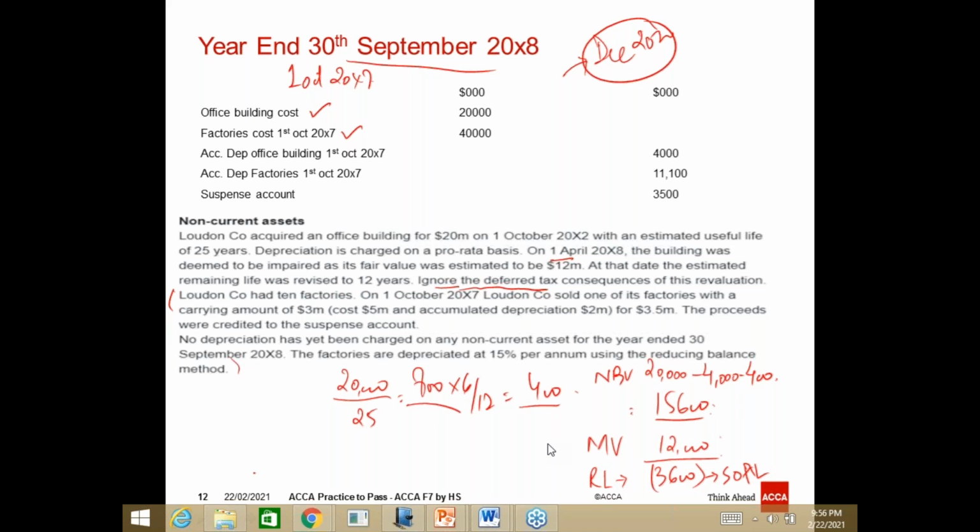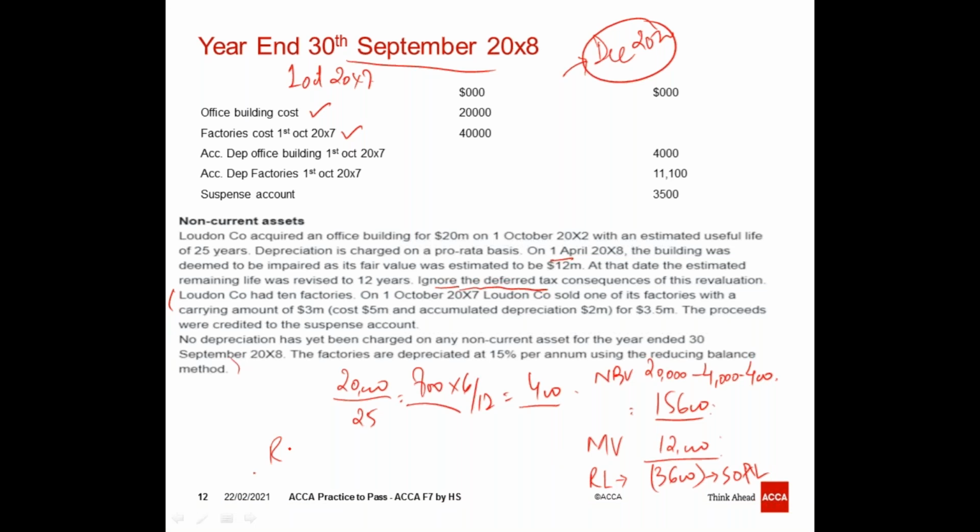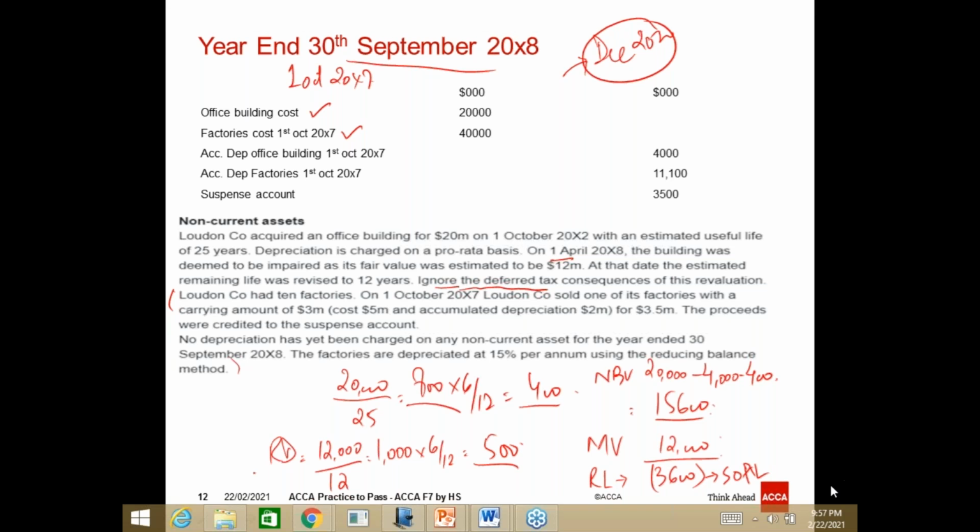Now, what about the revised depreciation for the last 6 months? The revised depreciation should be based on now 12,000. The remaining life is now 12 years. So annually, we need to charge depreciation of 1,000, and for the last 6 months, it will be 500. I hope it's clear now.